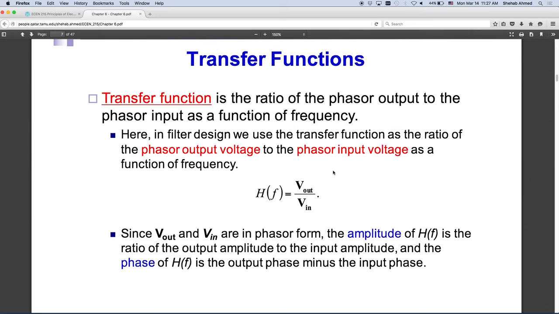As I said, the transfer function is the relationship between the output to the input. So I have a circuit, I will have a certain voltage at the input, certain voltage at the output. I would like to calculate the transfer function. When I say transfer function, it is the ratio of the output to the input voltage.